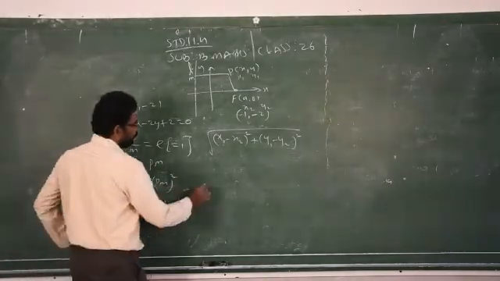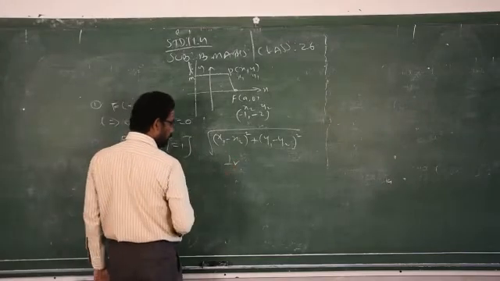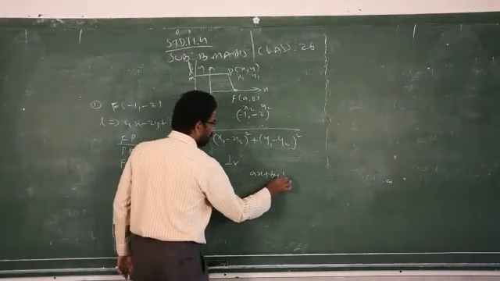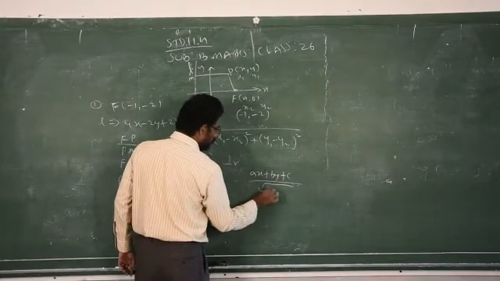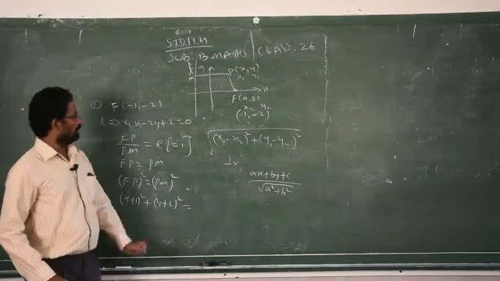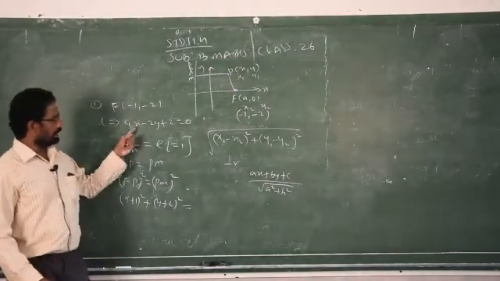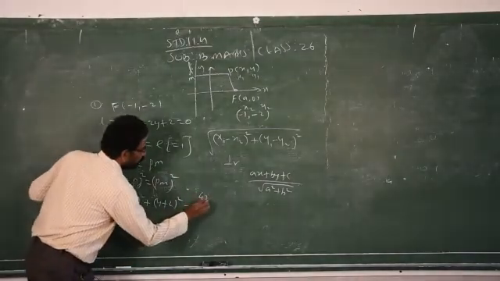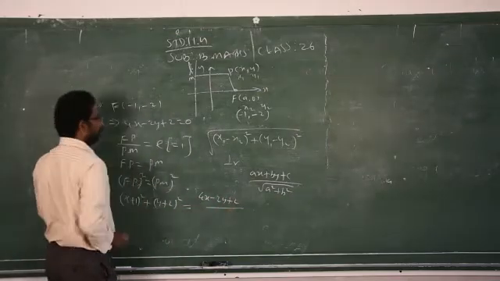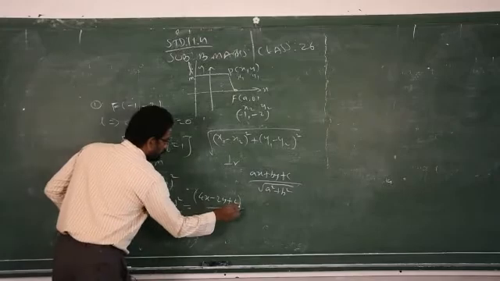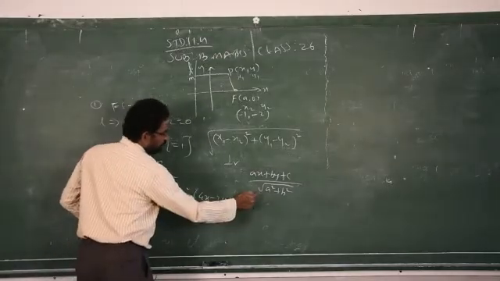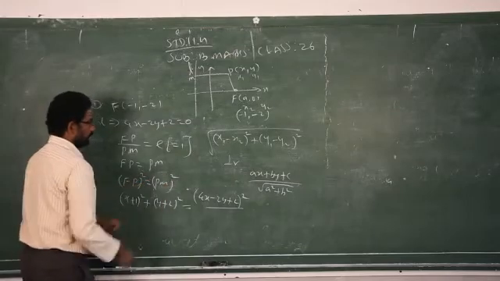What is BM? The perpendicular length. How do you find out the perpendicular length? Formula is AX plus BY plus C by square root of A square plus B square. So I am going to apply this formula with the help of the given directrix, that is 4x minus 2y plus 2, the whole square because I am squaring both sides. But the denominator square root is not necessary because already we squared.